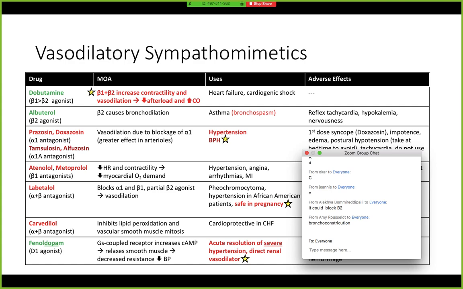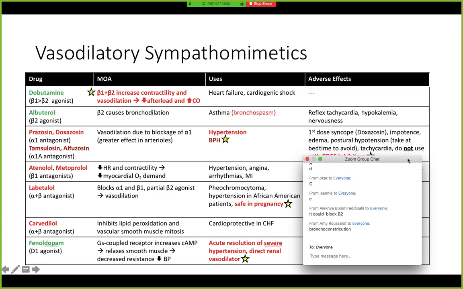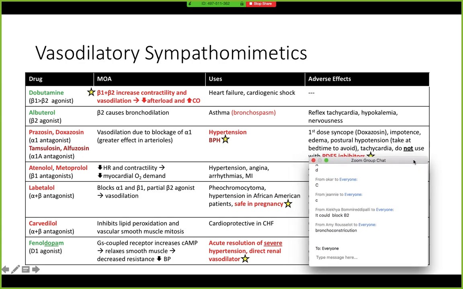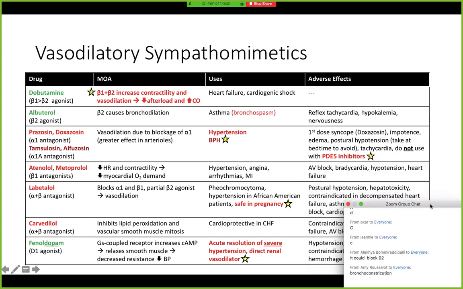Something to consider when you're prescribing is to ask your patient, do you have a history of asthma or do you have problems with shortness of breath? And that's just another reason that using a beta 1 selective is more preferred, because you don't have to worry about that risk.